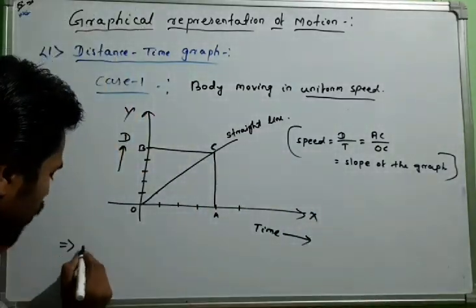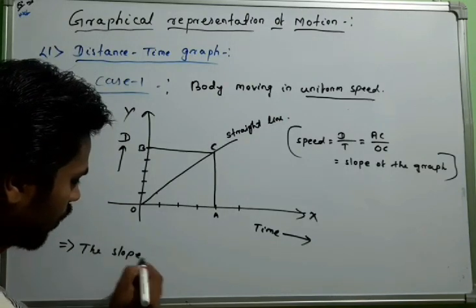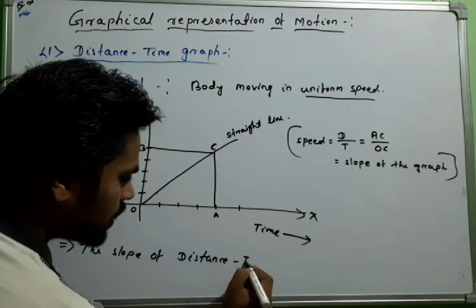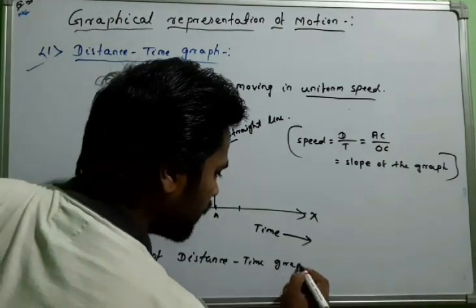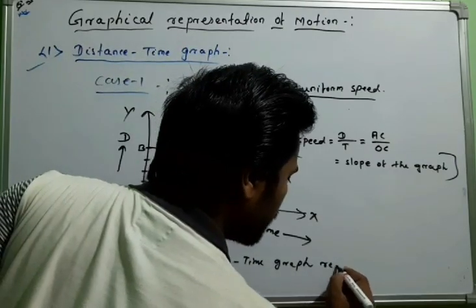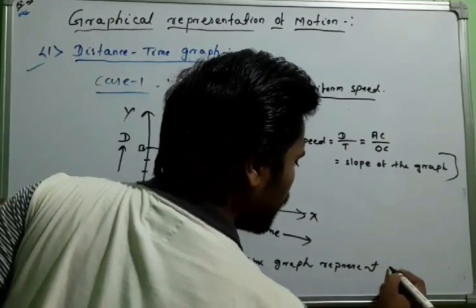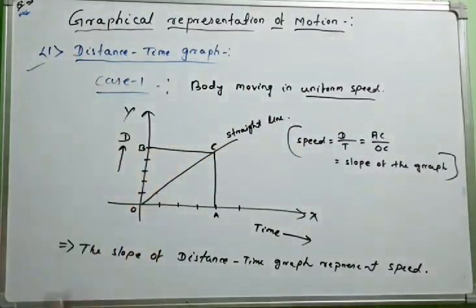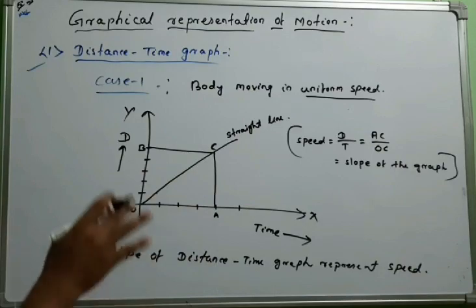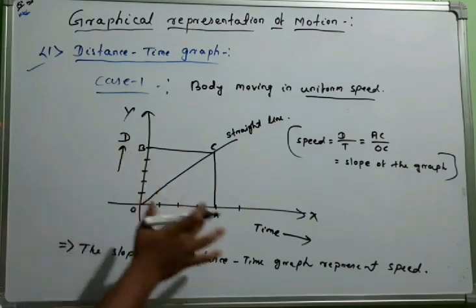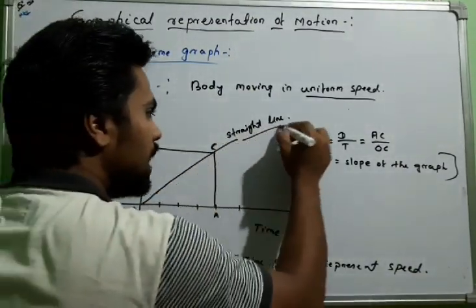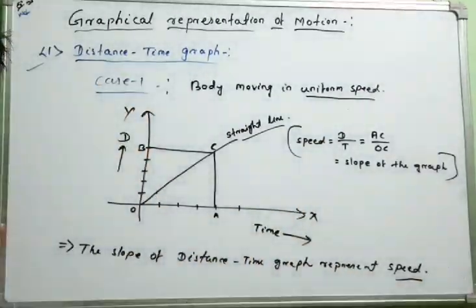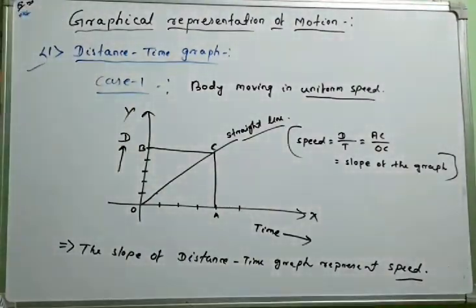Write down: the slope of the distance versus time graph represents what? Speed. Clear or not? This is case 1. When a body is moving at uniform speed, the distance versus time graph is a straight line and the slope of the distance time graph represents speed. Clear or not? Next, case number 2.